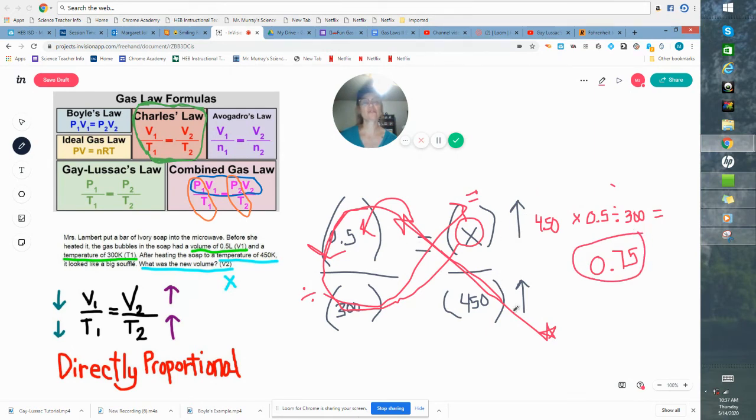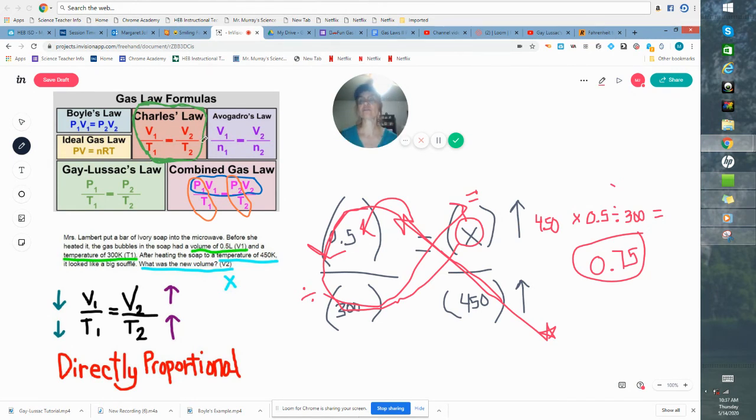We looked at the relationship. We saw how much the temperature increased. We know that Charles's law is directly proportional, so we knew that our volume would increase in proportion to the temperature increase. It did: 0.75. And remember we said they do the same thing. Temperature went up, increased, volume did as well.